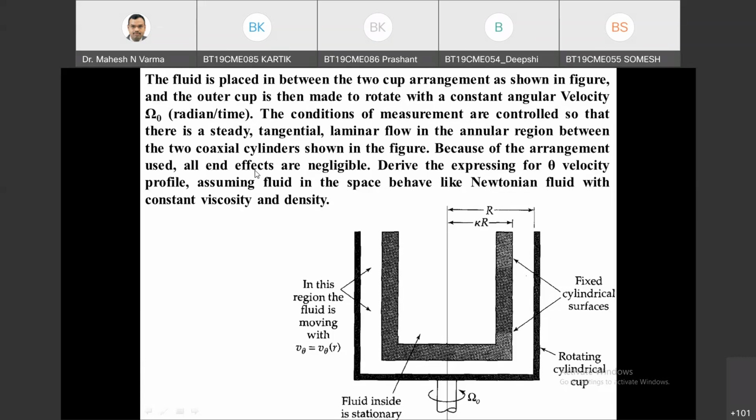Hello? Yeah. So V theta is a function of R, theta, and Z. So is V theta a function of R, theta, and Z, Somesh? So only R. Why is it not a function of theta? So, symmetricity. The problem is symmetric around theta. Yes, sir. And why is it not a function of Z?